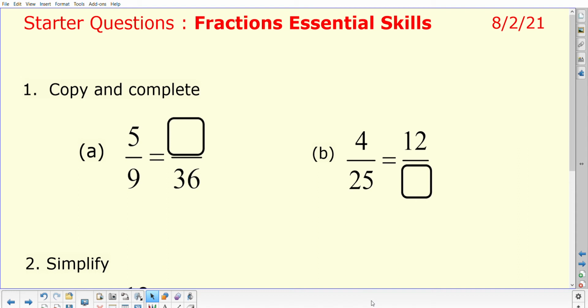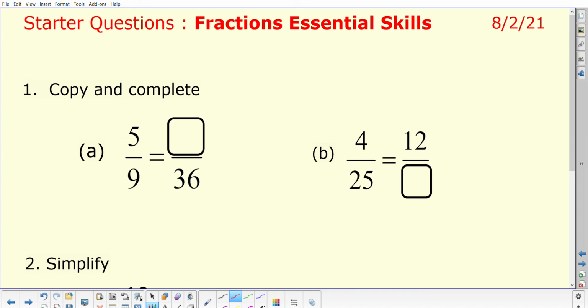So, in these starter questions that you've been asked to do today, there were essential fraction skills that are required for the next part of our work in fractions, which is looking at addition and subtraction of fractions. So these are some of the things I need you to be able to do. Hopefully, as I'm going through these, you're checking your own answers and showing that you actually do understand all these skills that I need you to be aware of.